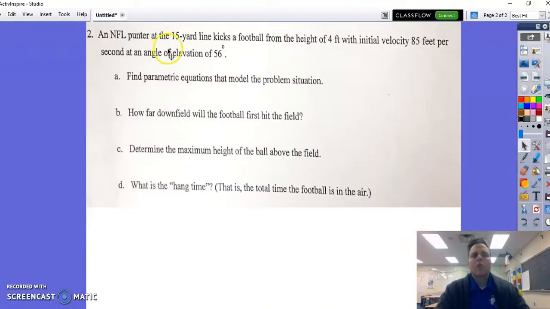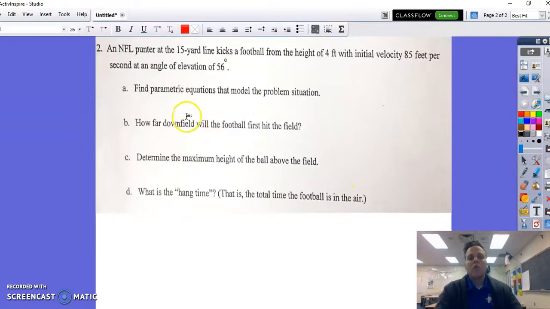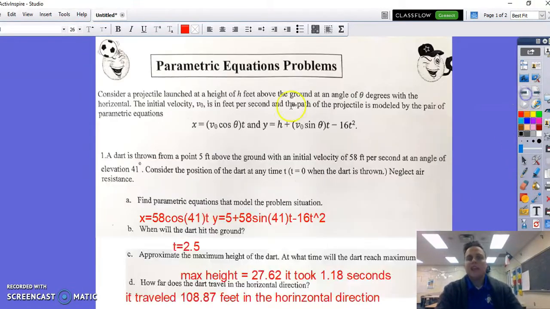Okay? Question 2. An NFL punter at the 15-yard line kicks a football from the height of 4 feet with an initial velocity of 85 feet per second at an angle of elevation of 56 degrees. Okay, so we're going to be using those same two equations, the x and y equation, from the very beginning. So this equation and this equation.